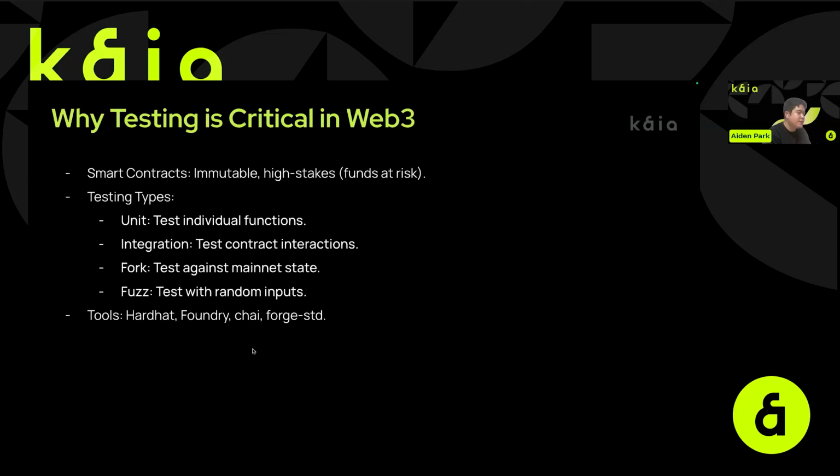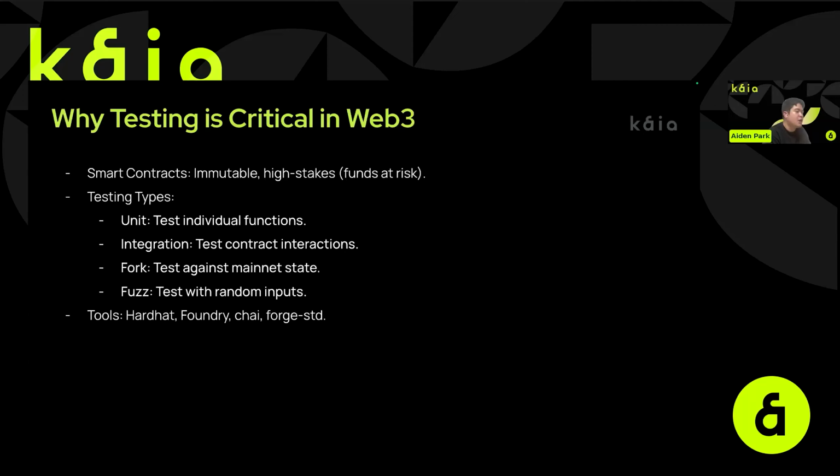And the next is the fork test, which is actually very important, because usually we do tests on a local network, and a local blockchain network is very convenient and easy to use and test.